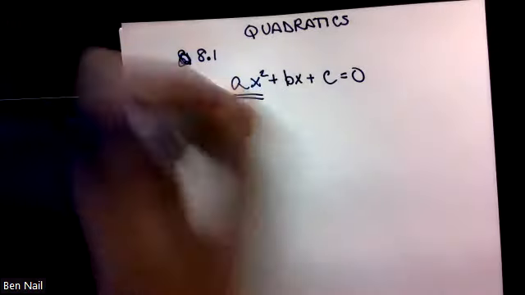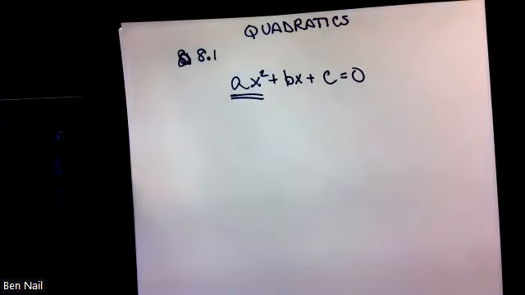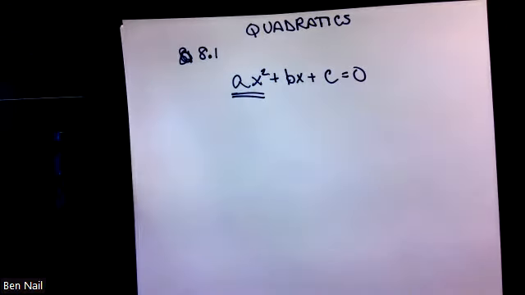So this is considered the quadratic term. The whole function, the whole equation, is a quadratic equation or a quadratic function. But this specific term is the quadratic. You have to have an a value, you have to have an x squared. When you have an x squared, you are dealing with a quadratic.